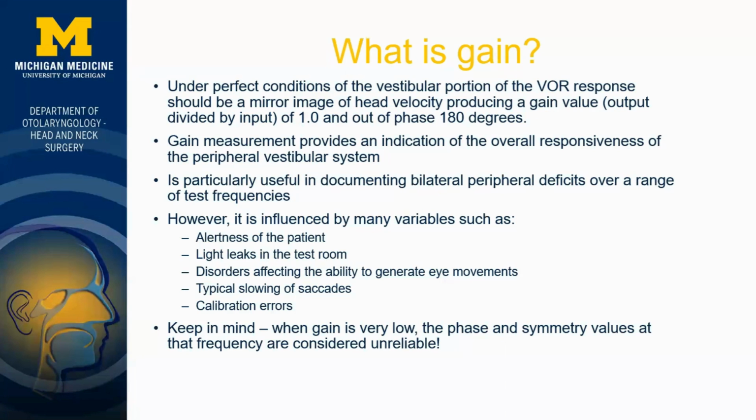But it is influenced by many variables, such as the alertness of the patient, any light leaking in the test room. It doesn't take a lot of light to be able to visually suppress with a fixation. There are disorders that affect the ability to generate eye movements, and that can affect your ability to generate nystagmus. And then calibration errors, just like anything else, you have to do a calibration and you have to pay attention during that calibration. And then it's an important pearl here that when gain is very low, the phase and symmetry values are considered unreliable at that frequency. You can't calculate them. Just like in calorics, if the gain is so low, you shouldn't be looking at an asymmetry.